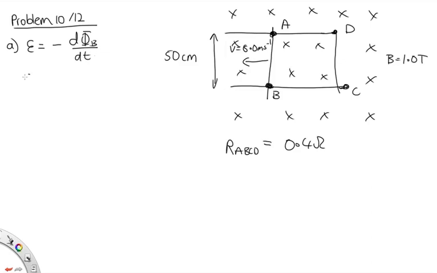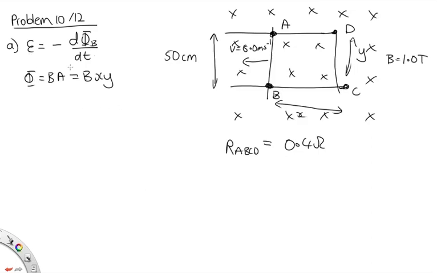dt. Now ΦB is equal to BA. In this case we've got a constant magnetic field, so this part, the B, is not changing with time. It's the area which is changing. If we consider this as our x direction and this as our y direction, then this is equal to Bxy. And you can see it's the x direction which is changing with time. y is fixed at 60 centimeters.